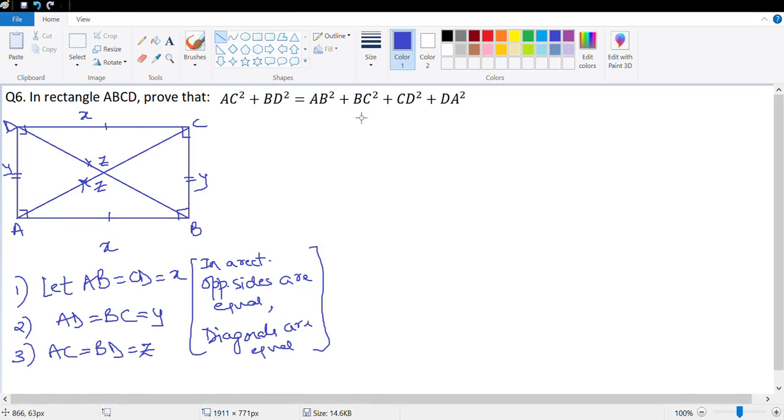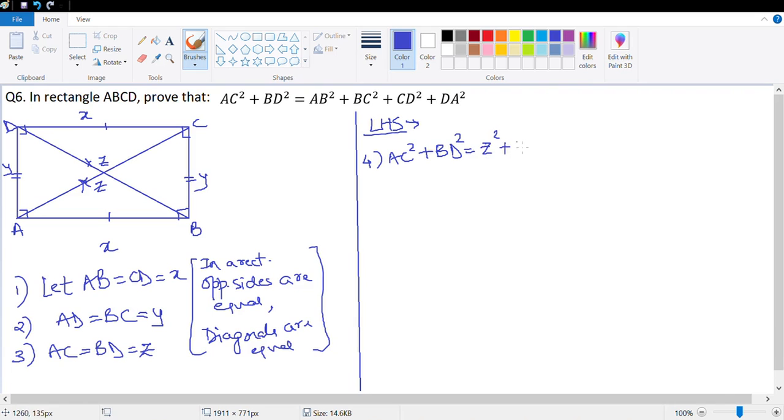Now let's see what we have to prove on the left hand side and right hand side. The left hand side in this case is AC square plus BD square, where AC is equal to Z square and BD is also equal to Z square. So my left hand side is equal to 2 times Z square. Let's see if it is a part of any right triangle. So let's look at right triangle ABC.